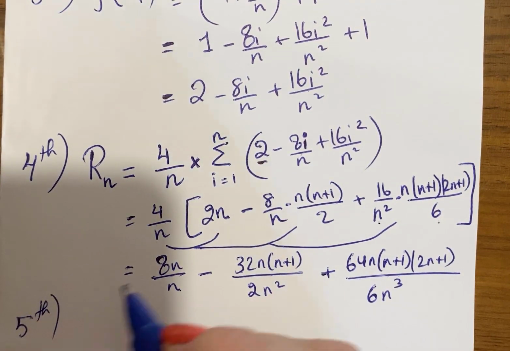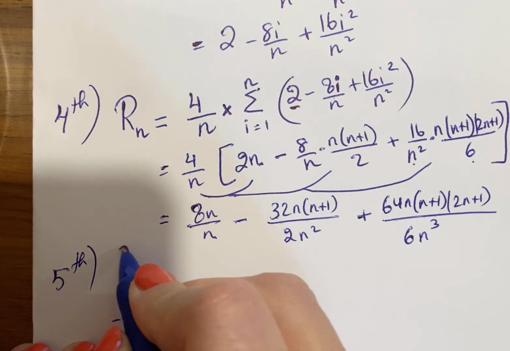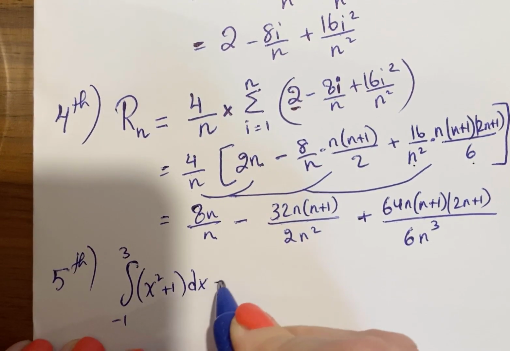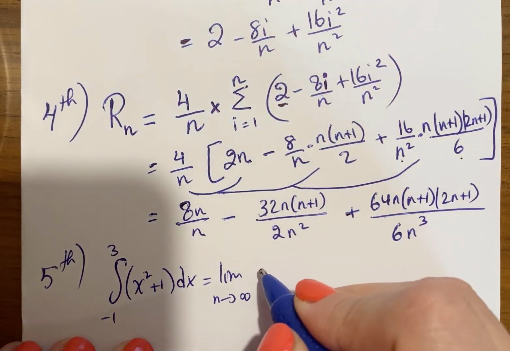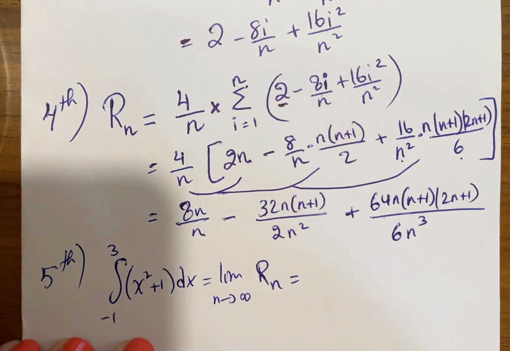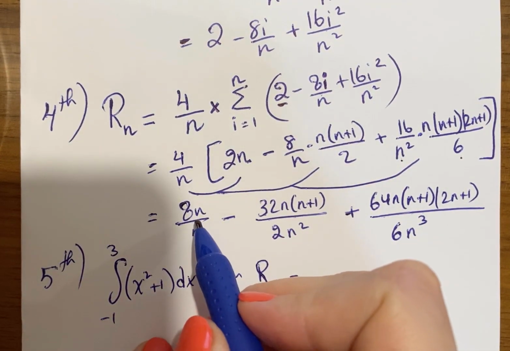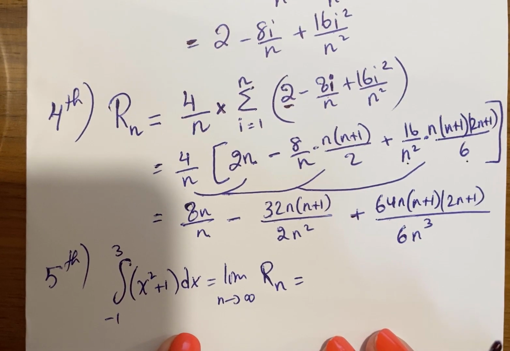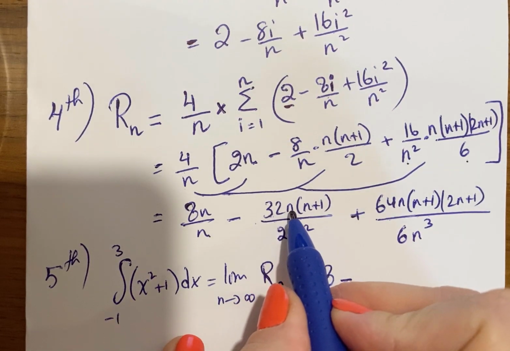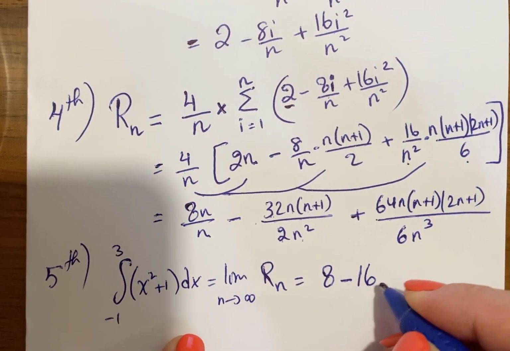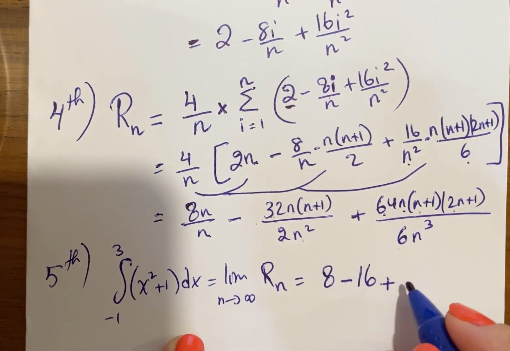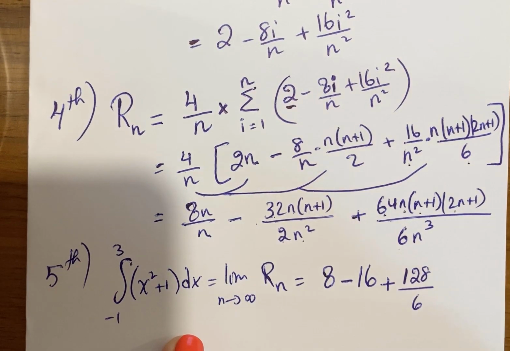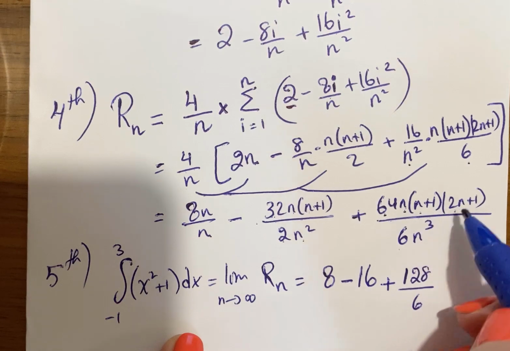Now the fifth step is the integral that we're looking for will be the limit as n goes to infinity of all of those n's that we have over here, those 3 parts. The limit of the first, of course, limits at infinity are highest power up, highest power down. 8n over n is nothing but 8, minus 32n squared over 2n squared, 16, plus 64n times 2n, it becomes 128n cubed over 6n cubed, so 128 over 6, because they have the same power, n cubed, n cubed.